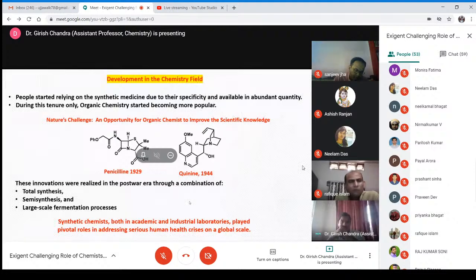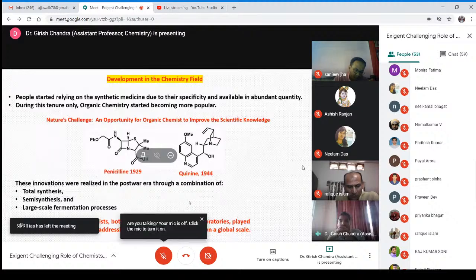So here I will mention that during this time people started relying on the synthetic medicine. Basically, after the development of penicillin, it was basically synthesized by chance in 1929.